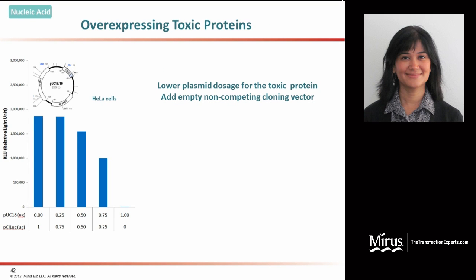There are a few specialized applications that are affected by nucleic acid dosage. One such application is if you're overexpressing toxic proteins. The problem here lies in the fact that the overexpression of the toxic protein itself is going to kill the cells. In this case, a neat trick that you can employ is to lower the plasmid dosage for the toxic protein. So for example, if you were transfecting 1 microgram of the toxic protein encoding DNA, you can lower it down to 0.1 microgram, that is 10-fold less, and add remaining non-competing cloning vectors such as a pUC18 or a 19 vector.